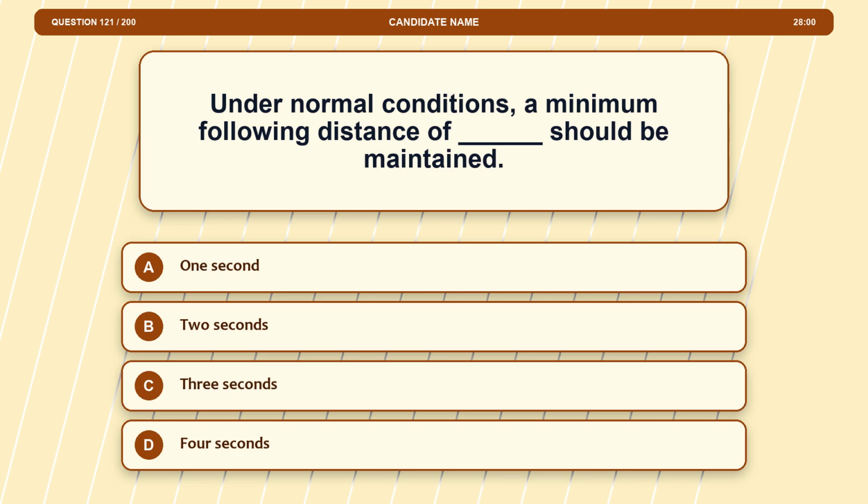Question 121. Under normal conditions, a minimum following distance of blank should be maintained. Option A, 1 second. Option B, 2 seconds. Option C, 3 seconds. Option D, 4 seconds.